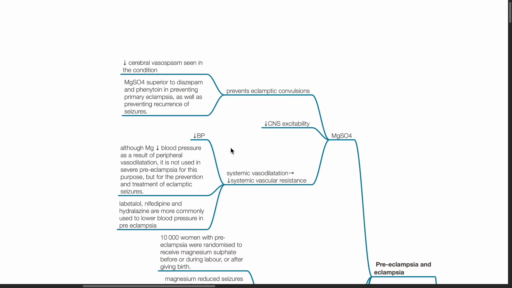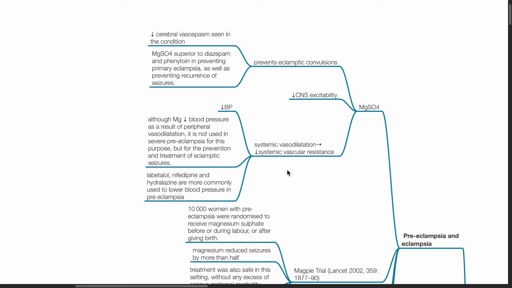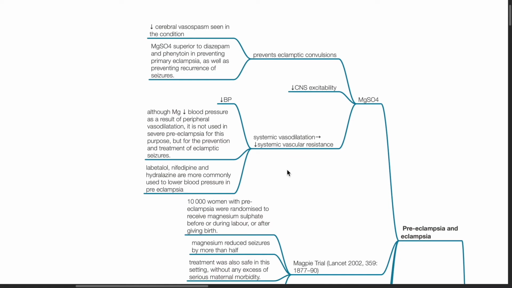Magnesium sulfate reduces CNS excitability and produces systemic vasodilation, which reduces systemic vascular resistance and produces hypotension. Although magnesium reduces blood pressure as a result of vasodilation, it is not used in severe preeclampsia for this purpose, but for the prevention and treatment of eclamptic seizures. Labetalol, nifedipine, and hydralazine are more commonly used to lower blood pressure in preeclampsia.